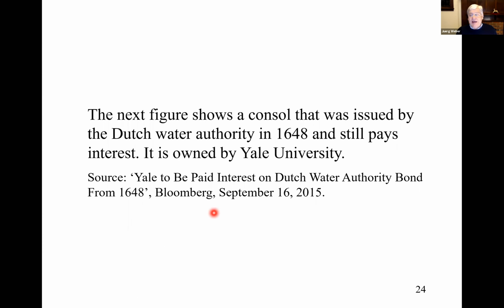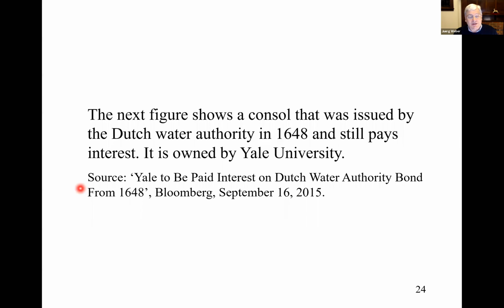Now I have here an example of a consol that still pays interest. It was issued by the Dutch Water Authority in 1648, and it just pays interest. The bond is now owned by Yale University. That's how this consol from 1648 actually looks. Still paying interest. Yale University earns a bit of interest here. Now this consol is naturally now a collector's item, so it's very valuable.